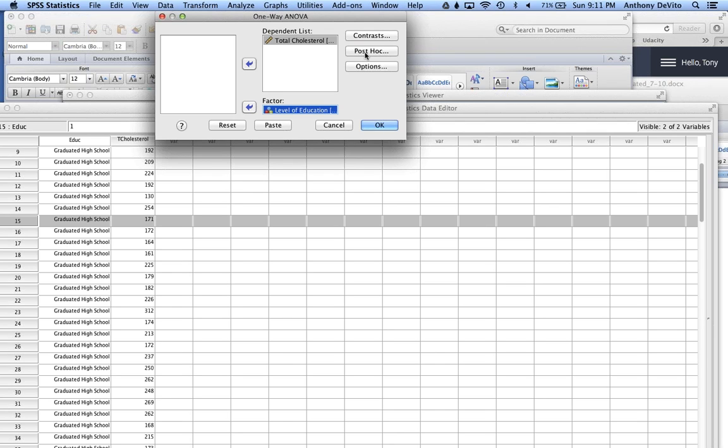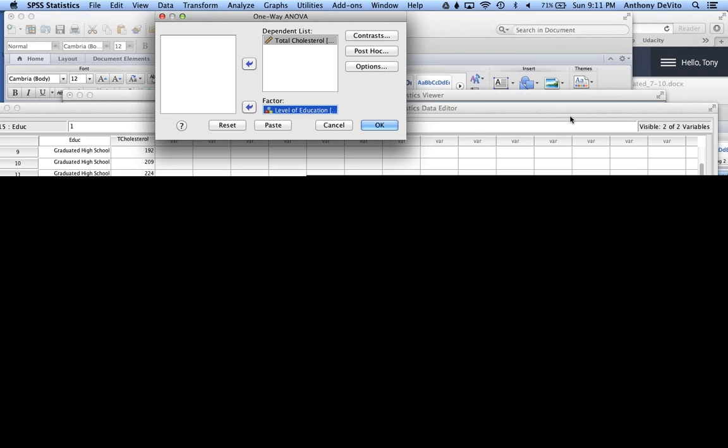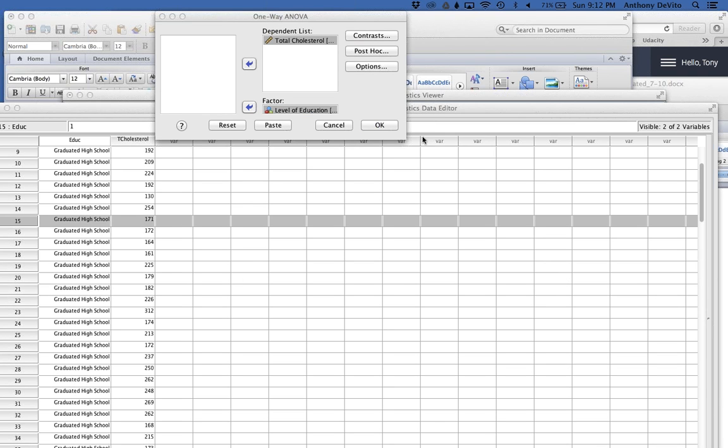You'll notice that there's a button here called post hoc. I'm not going to run any post hoc tests unless, whoops, I didn't have record again. There we go, it is recording now. Okay, it's recording again now. I was recording, it is recording again now.